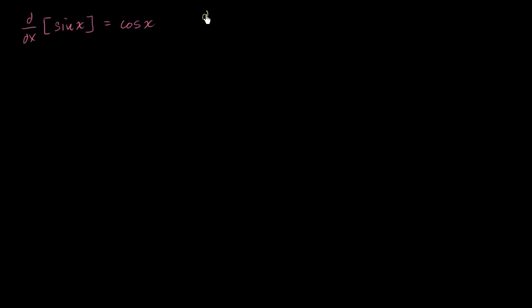Now, what about the derivative of cosine of x? What about the derivative with respect to x of cosine of x? Well, this is going to be negative sine of x. So derivative of sine is cosine, derivative of cosine is negative sine.